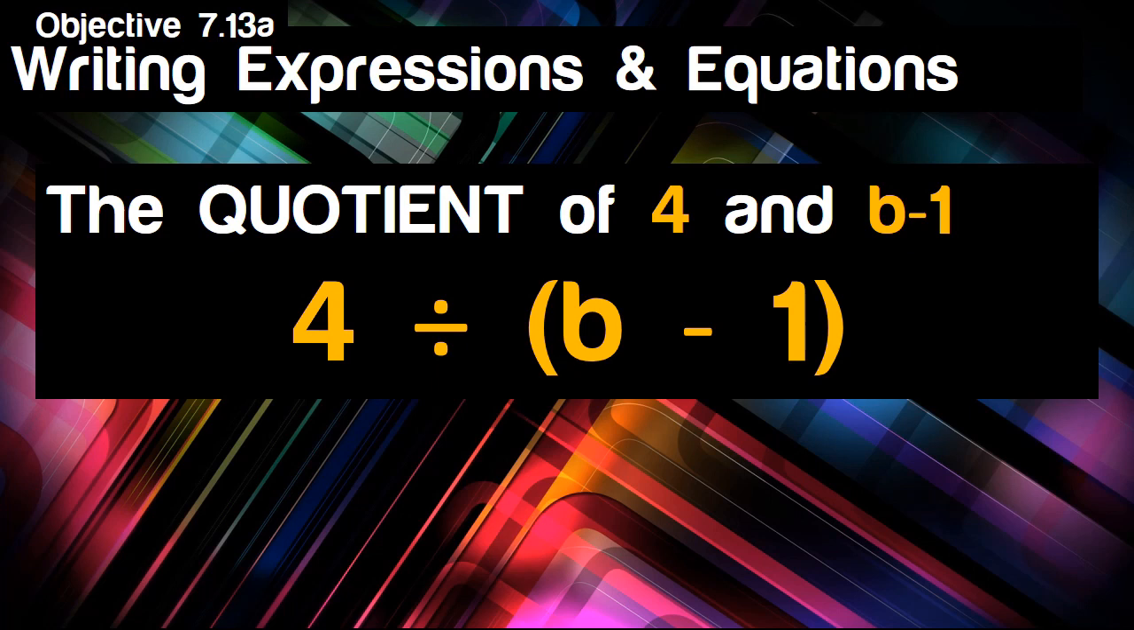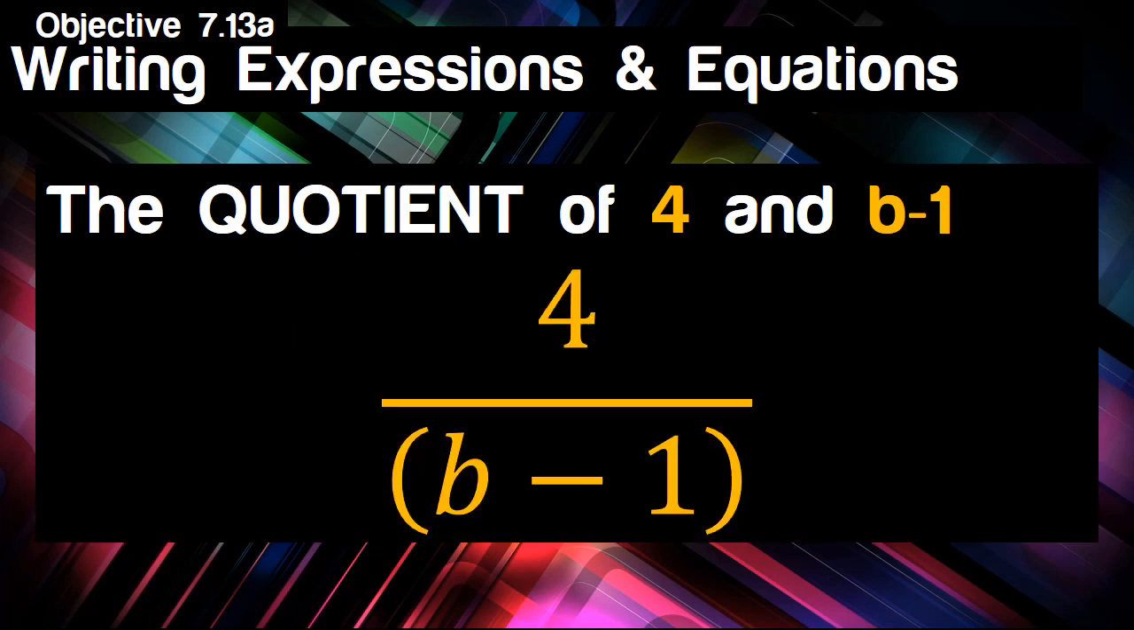And if we have the quotient of 4 and b minus 1, quotient is division. So we can use 4 divided by, our division symbol there, and then we'll put b minus 1 in parentheses. So that's one way we can write it. We can also write it as the quotient of 4 and b minus 1, where 4 would be our numerator, and b minus 1 would be our denominator. So we can write this as a fraction, which is what you will more commonly see.